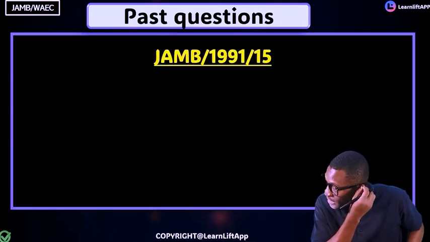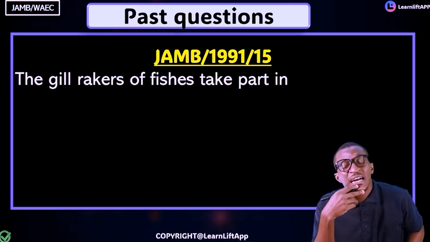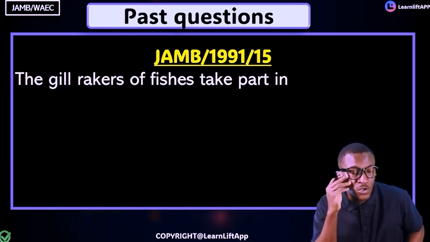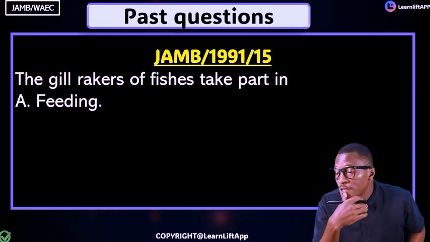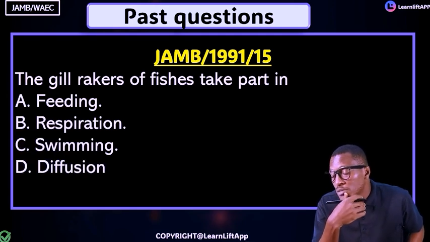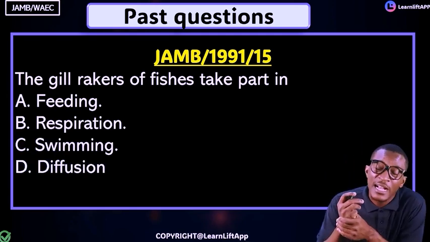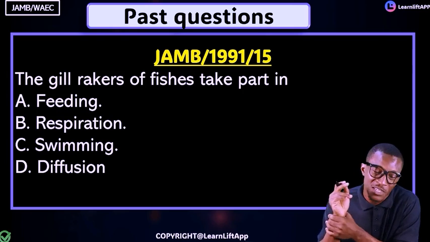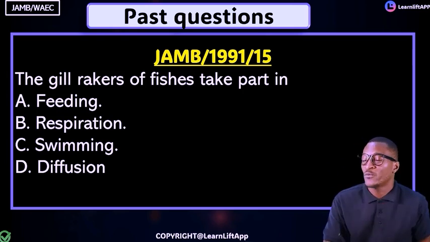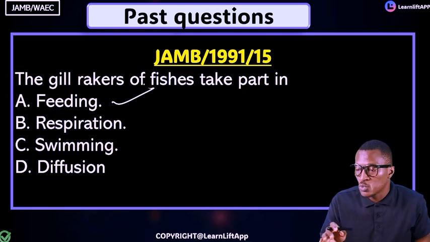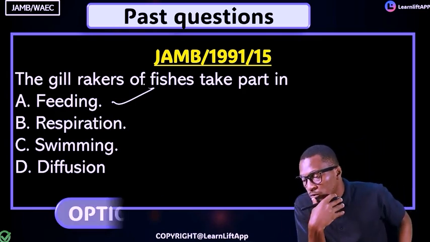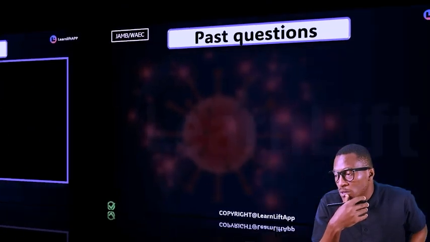We're told JAMB 1991 question 15. The gill raker in fish takes part in what? What's the function of gill raker? A, feeding, B, respiration, C, swimming, D, diffusion. We say gill rakers, they don't have any business with respiration. What are they for? For feeding, right? So they have to select food for feeding, making option A the answer.